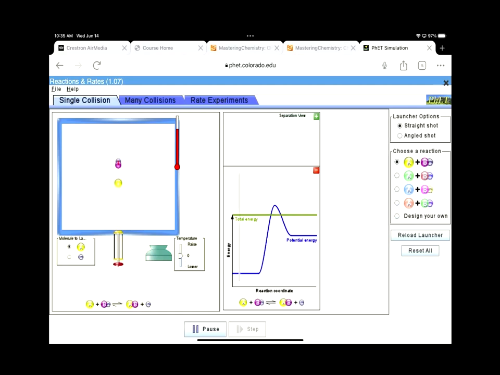Doesn't get over the hill. So let's see. Do you see it moving? Yes. Do you see any bonds being broken or made? No. So did a reaction occur? No. All right, so let's try again.